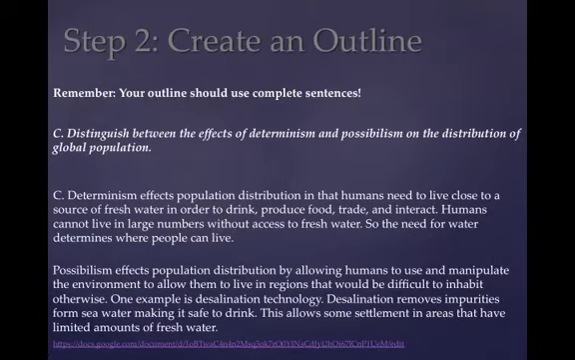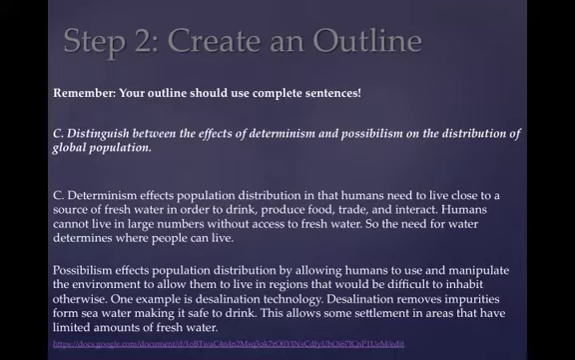Possibilism affects population distribution by allowing humans to use and manipulate the environment to allow them to live in regions that would be difficult to inhabit otherwise. One example is desalination technology. Desalination removes impurities from seawater, making it safe to drink. This allows some settlement in areas that have limited amounts of fresh water. Okay, so that's our response.